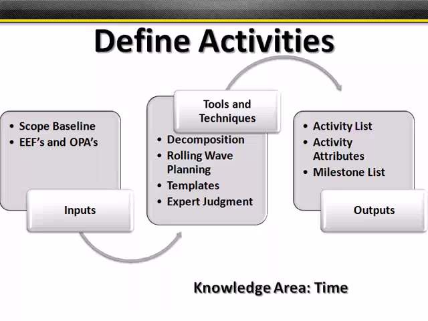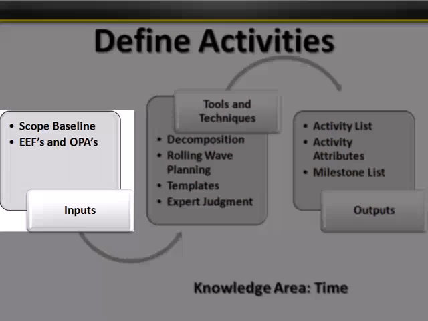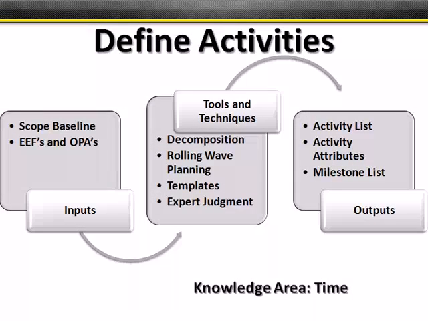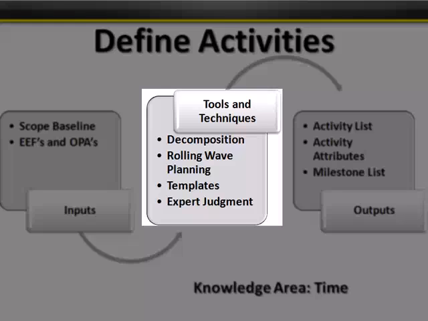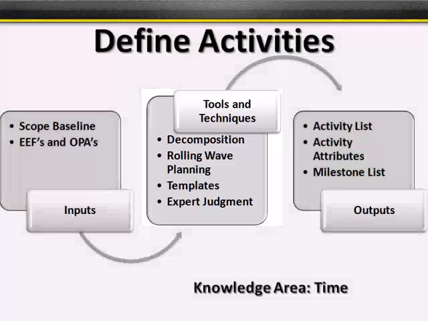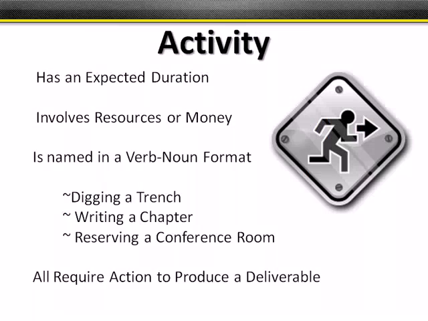What do we use? Well, we use the scope baseline, which is those 3 documents. You remember what they are? Scope statement, WBS, and WBS dictionary. And of course, how your organization does this. You'll notice the main tool or technique here is decomposition, rolling wave planning, and if you have any templates or experts, use them. The outputs are going to be an activity list, any attributes that define those activities, as well as a milestone list that you can use to track performance.